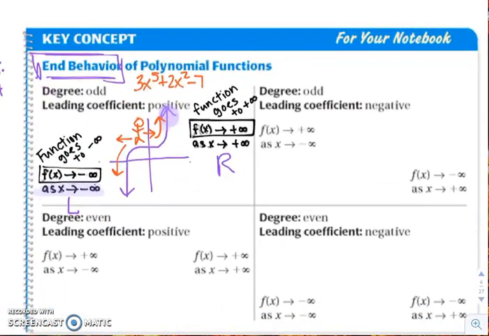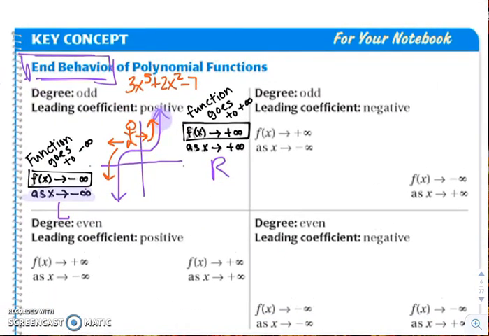So what if your degree is odd but the lead coefficient is negative? Well, just like when we had the parabolas, if it's negative, it's going to end going down. So again, if someone were standing on your function, as they go to the right, they're going to negative infinity. If they were to go left, they would be going towards positive infinity.